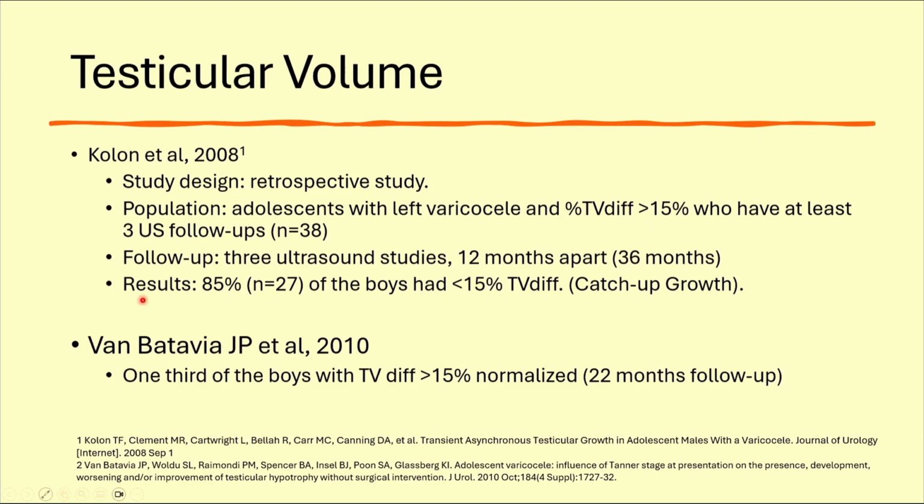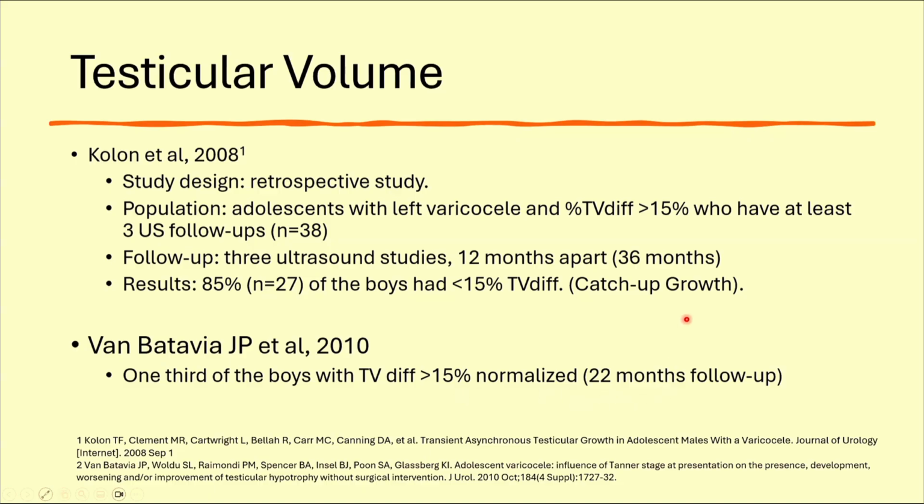And what he found is that 85% of the boys, which is 27 out of 38, actually had a catch-up growth, meaning the testicular volume difference became less than 15%. And this is true to a lesser extent in Batavia's study, where he found that 1/3 of the boys with testicular volume difference more than 15 normalized within 22 months.